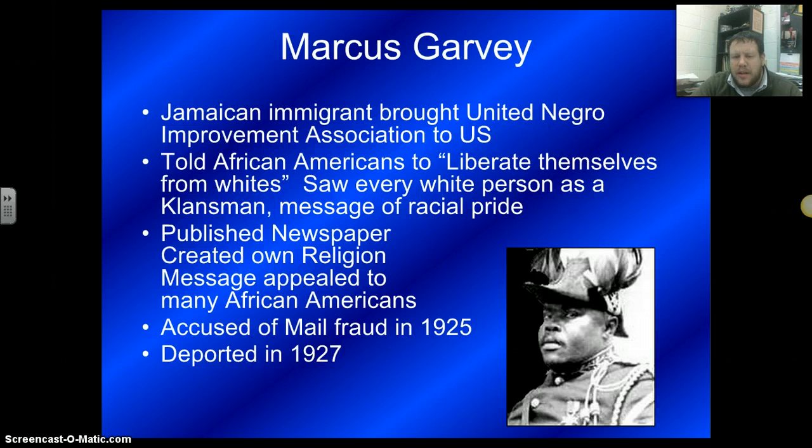And a lot of people, really African Americans, really liked the message he was saying. The government didn't like him so much. He was later accused of mail fraud in 1925, arrested, and deported by 1927. But he was another voice, this idea of band together, work together, fight to better the African American community, versus just taking what keeps getting put on us all the time.